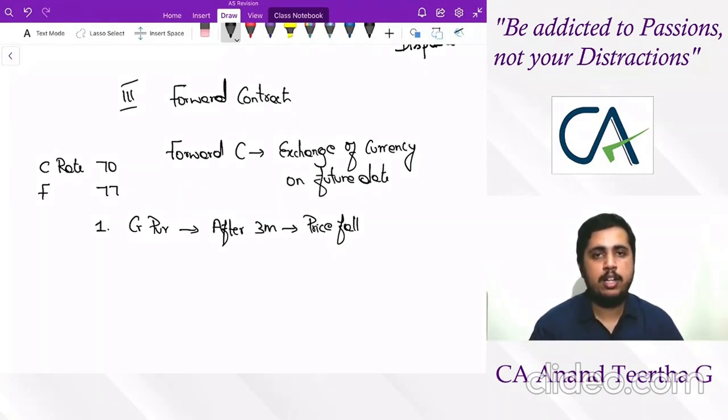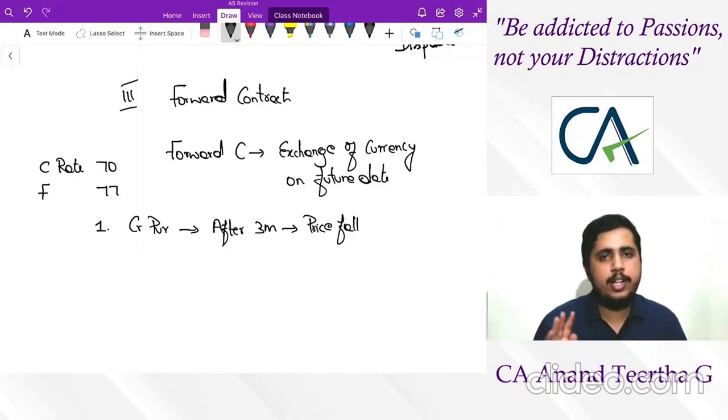So what happened? You wait for 3 months, and 7 rupees extra per dollar you have to pay, because the supplier is going to collect the amount in dollars. He doesn't care what the exchange rate is. He says, I want $10,000, you give it. So to arrange $10,000, you have to pay 70 rupees per dollar now. But if you want to do it after 3 months, an extra 7 rupees is supposed to be paid.